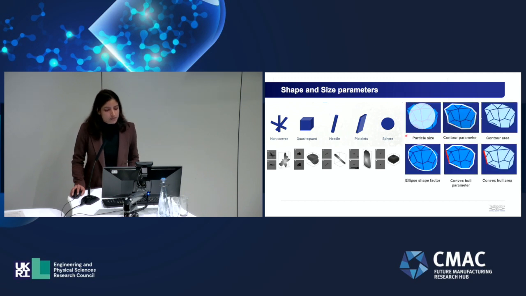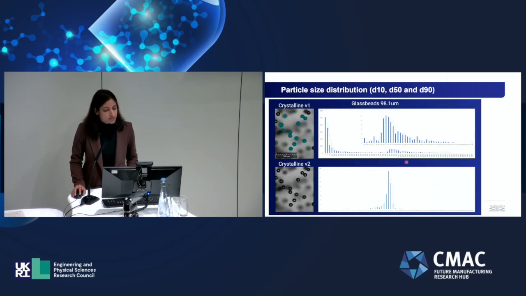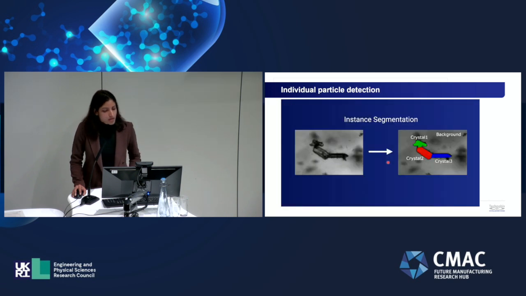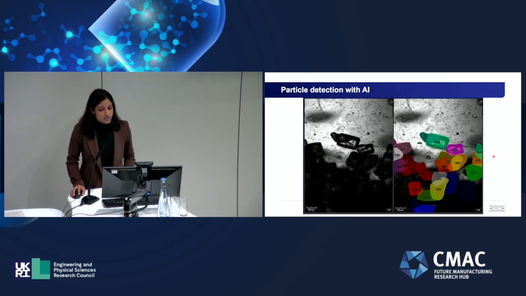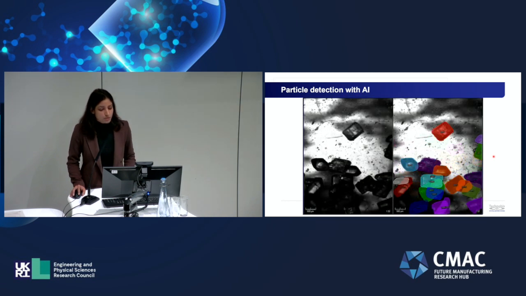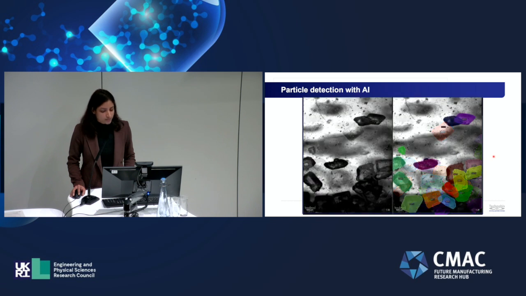Then the different particle parameters are particle size, which is the equivalent sphere diameter, contour parameter, contour area, ellipse shape factor, convex hull parameter, and convex hull area. Further, the instrument determines the particle size distribution and parameters in terms of D10, D50, and D90. So this is a comparison or validation of glass weights of 100 micron size. The AI uses the latest technology, which is able to detect the individual crystals pixel-wise. So the conclusion is a state-of-the-art particle detection, which can detect individual particles separately.